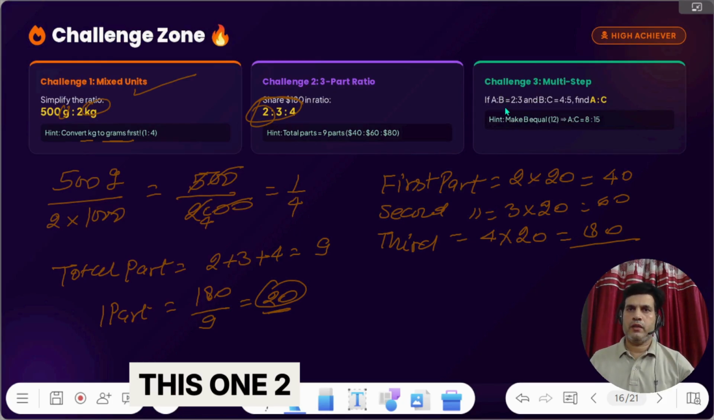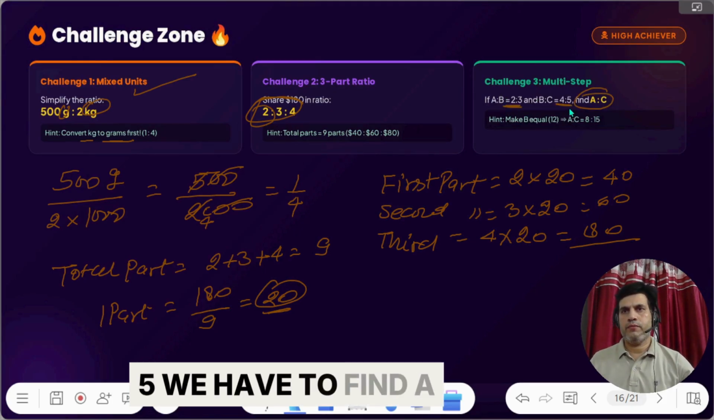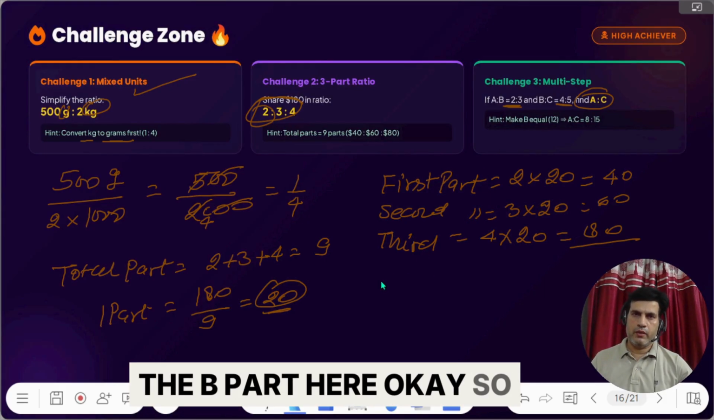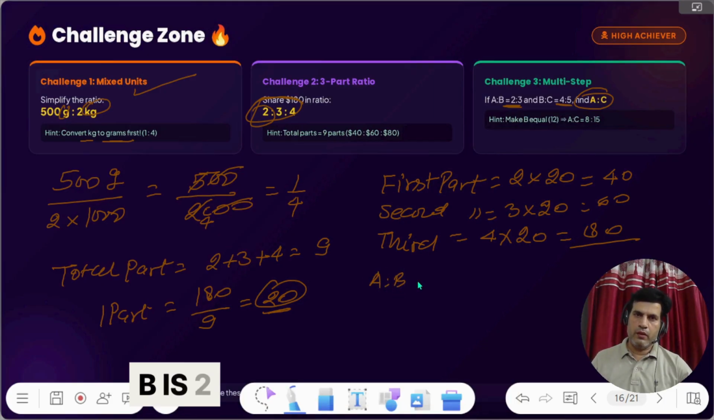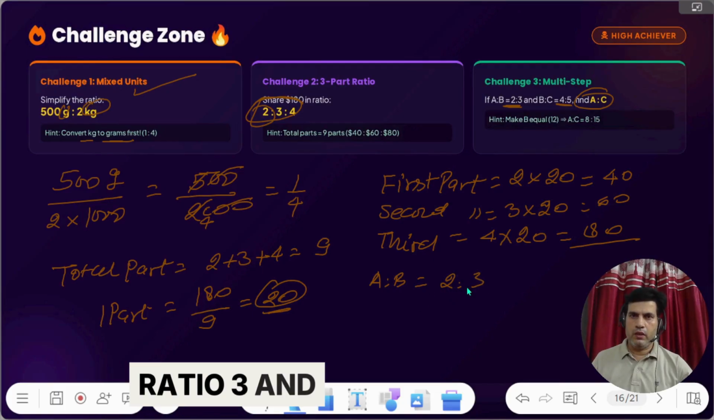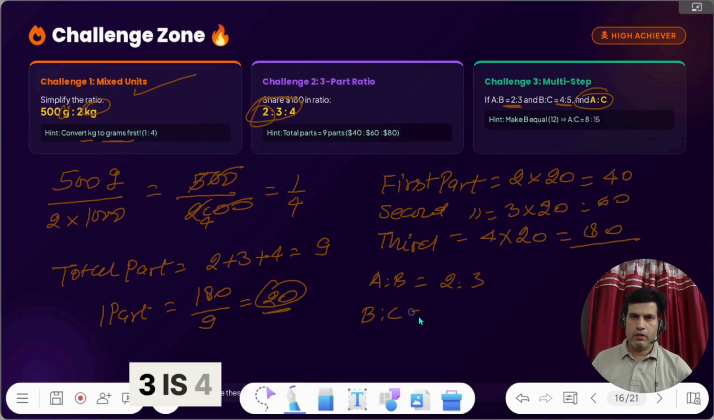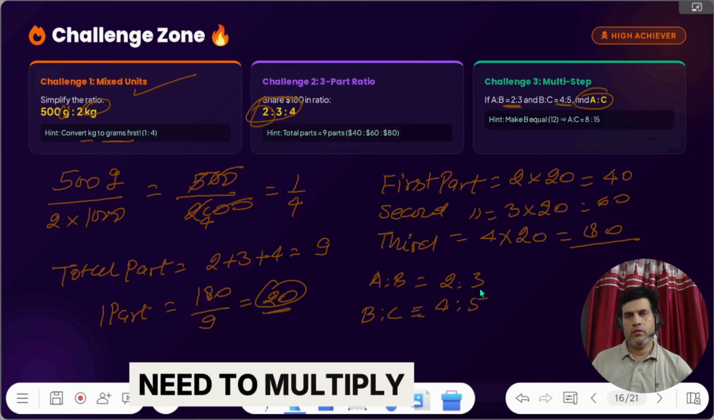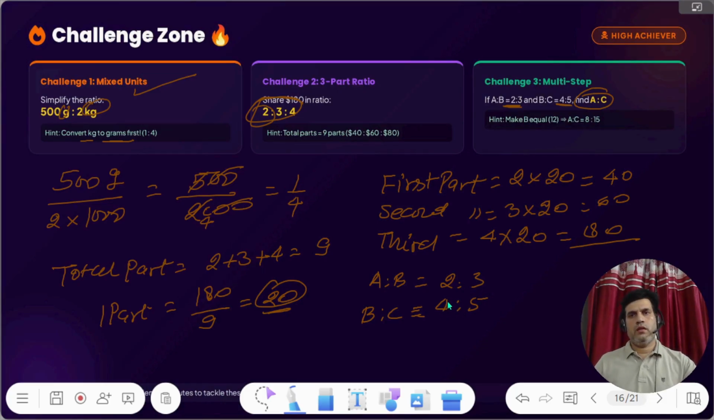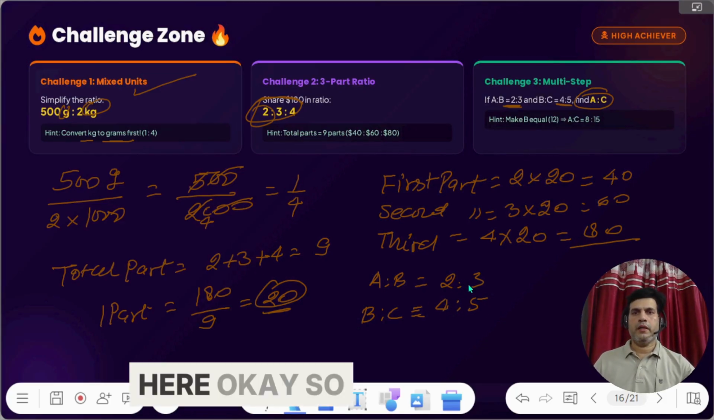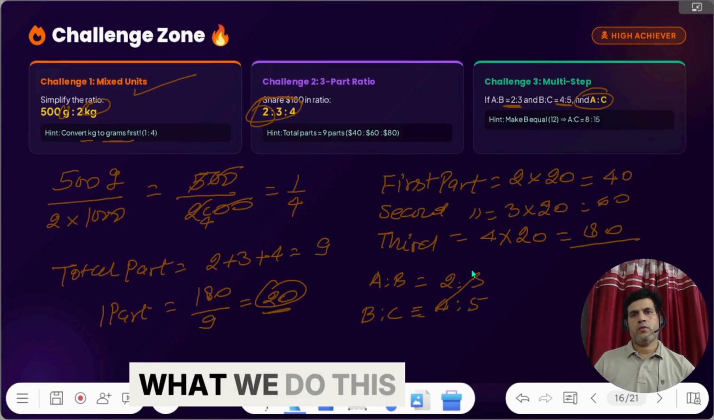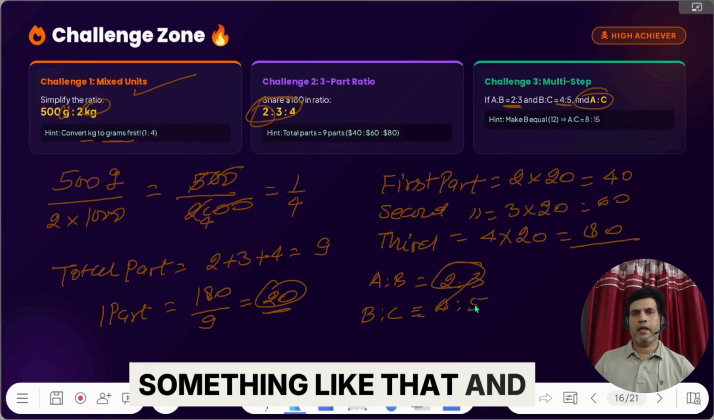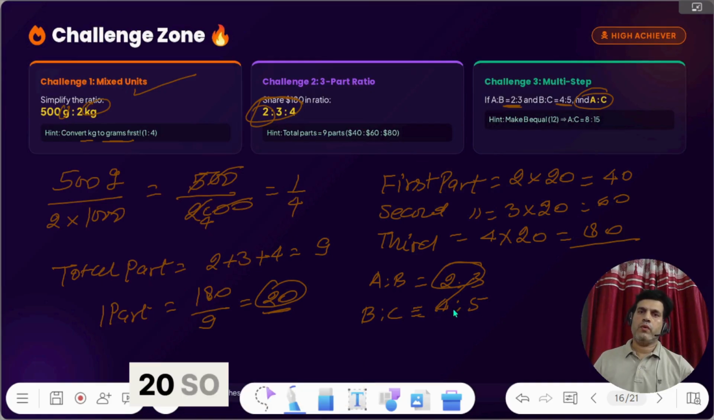And this one, A:B is 2:3 and B:C is 4:5, we have to find A:C. First we have to equate the B part here. Okay, so A:B is 2:3 and B:C is 4:5. So first we need to multiply here. Okay, so what we do, this is the first multiplier, and this is what, 20.